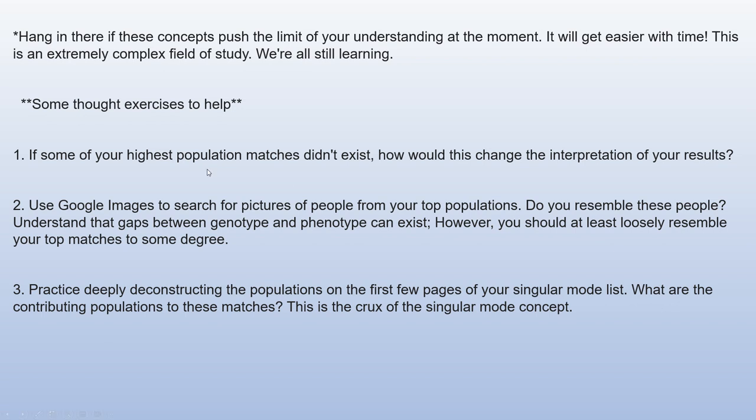Just a thought. Number 2: Use Google Images to search for pictures of people from your top populations. Do you resemble these people physically? Do understand, though, that gaps between genotype and phenotype exist. However, you should at least loosely resemble your top matches to some degree. And number 3, practice deeply deconstructing the populations on the first few pages of your singular mode list. What are the contributing populations to these matches? This is the crux of the singular mode concept.